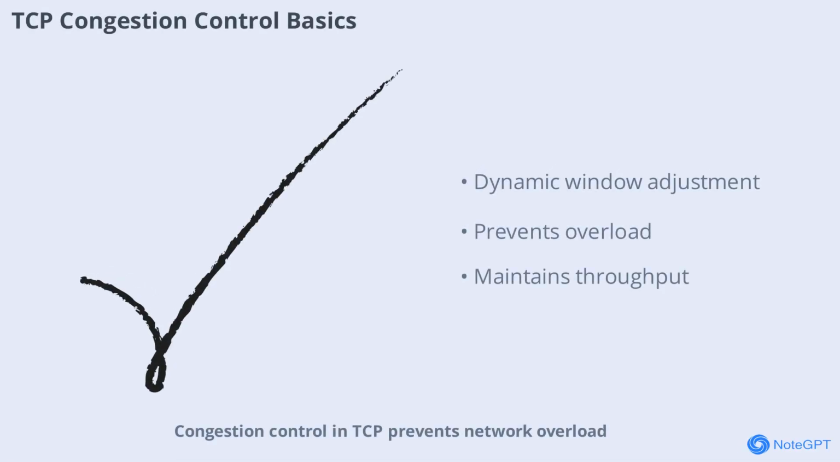Congestion control in TCP prevents network overload by adjusting the rate of data transmission. TCP maintains a congestion window for each connection, increasing or decreasing it based on network conditions. If the network is congested, the window shrinks, reducing the transmission rate. If the network is clear, the window grows, allowing more data to be sent. This dynamic adjustment helps maintain optimal throughput and network stability.